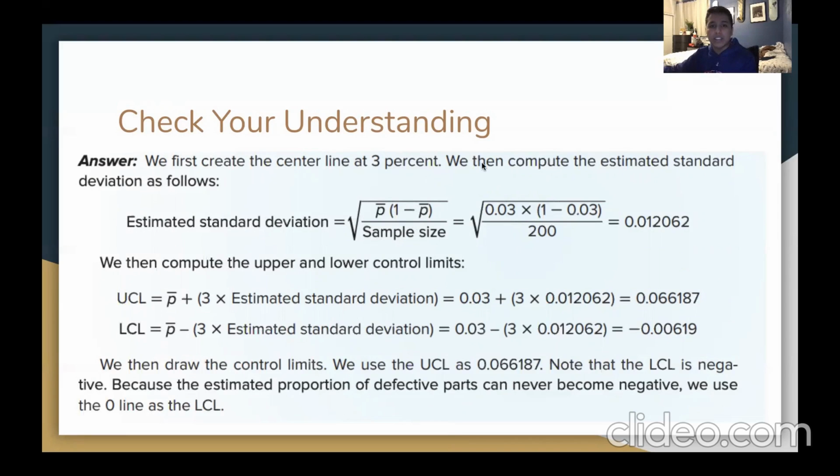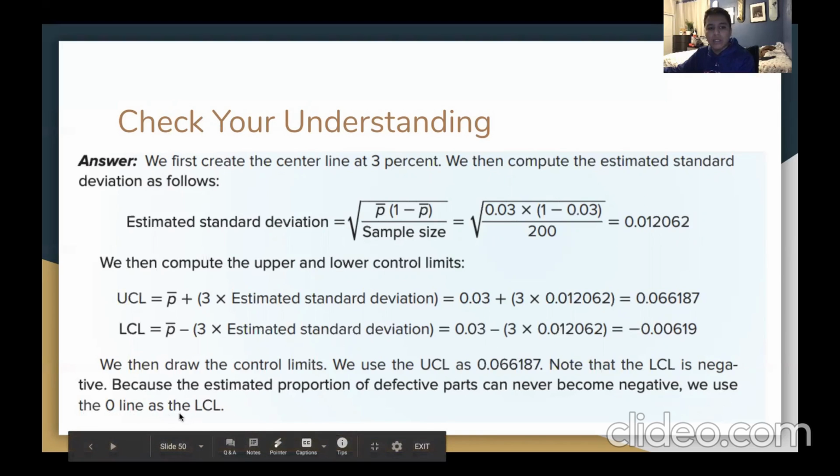Our standard deviation for 3% would be 0.012 with a sample size of 200. And then since we understand p-bar is 3%, we can plug it in and add 3 times our standard deviation to get a UCL of 0.066. On the other hand, our LCL is the same calculation except you subtract, and this would give us a negative. But like I said before, if it's negative, we use the line of 0 as our LCL. Thank you.